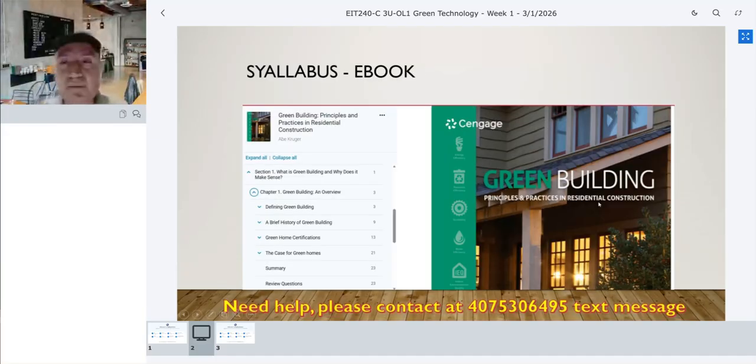Now, when you go to the ebook, you see Green Building: Principles and Practice in Residential Construction. The first chapter for this week is Green Building: An Overview. Don't forget that we combine this book with research. Read documents about green technology, but this book is a reference for a couple of chapters. The rest is research online, so follow the steps and the instructions.